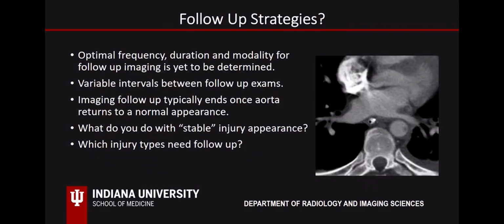There is no universally accepted follow-up imaging algorithm for patients with minimal aortic injuries. In the literature, there's variable intervals between follow-up exams, and typically imaging follow-up ends once the aorta returns to normal appearance. But what we don't know is what to do with stable injuries that persist over a long period of time, and we're not sure which injury types need follow-up and to what extent.